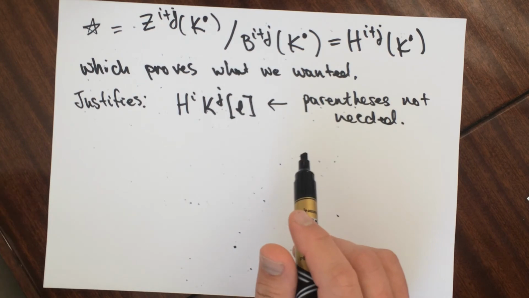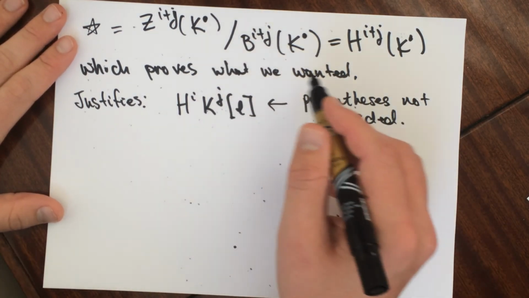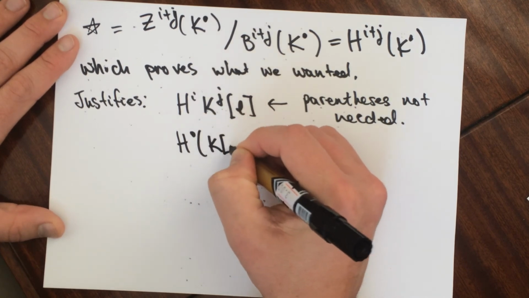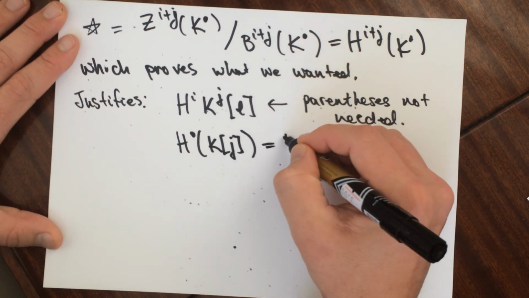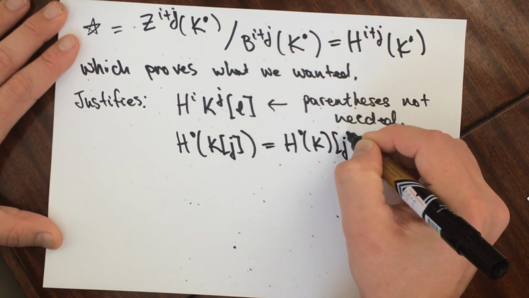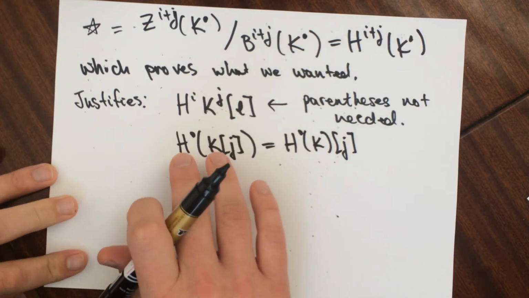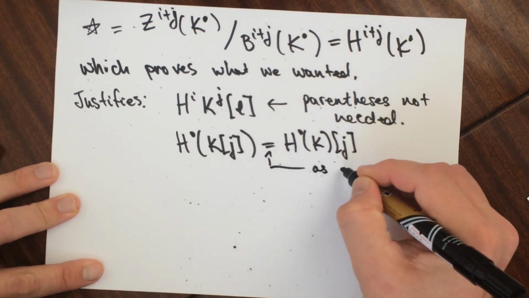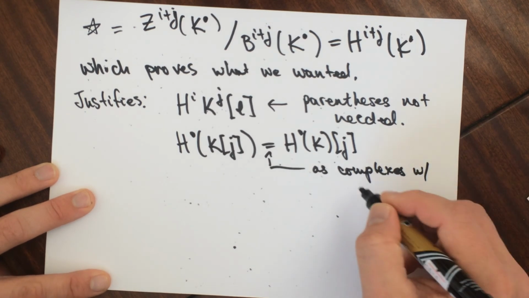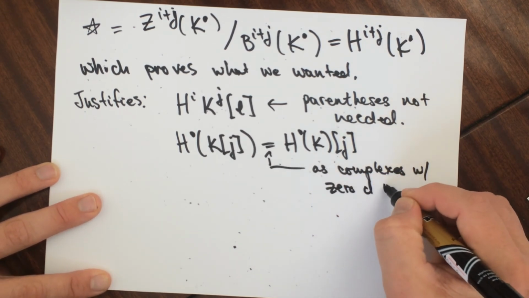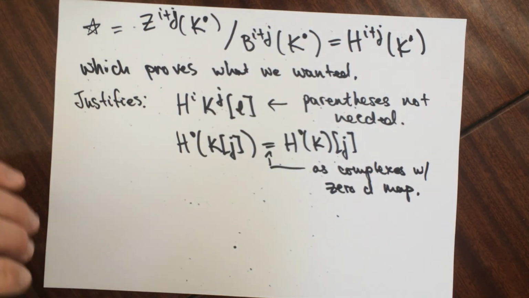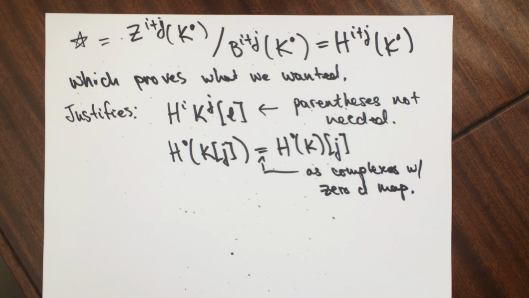Another thing we could say is that, as complexes, H bullet of K shifted is the same thing, so not only as terms but as complexes. These two complexes are the same as complexes with 0 d map. Okay, so that's some basic computations for cochain complexes.